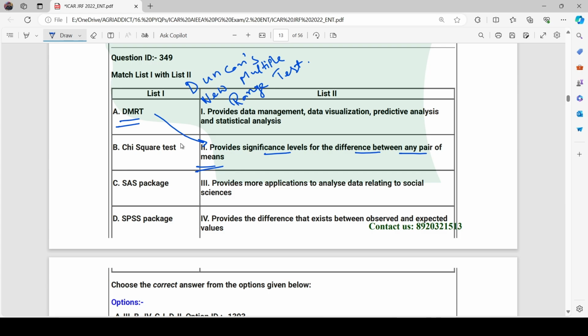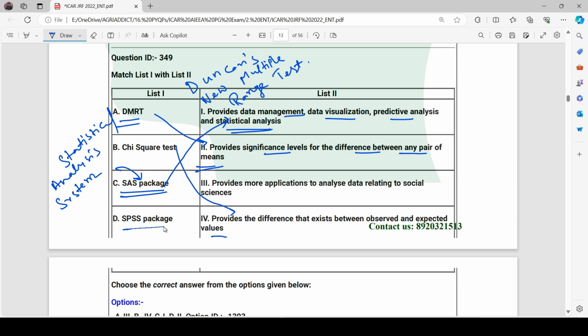Next is the chi-square test. You all know about the chi-square test, that mainly provides the difference that exists between observed and expected values. Then SAS package. What is SAS package? SAS package is mainly the statistical analysis system package. So its main function or role is to provide data management, data visualization, predictive analysis, and statistical analysis.